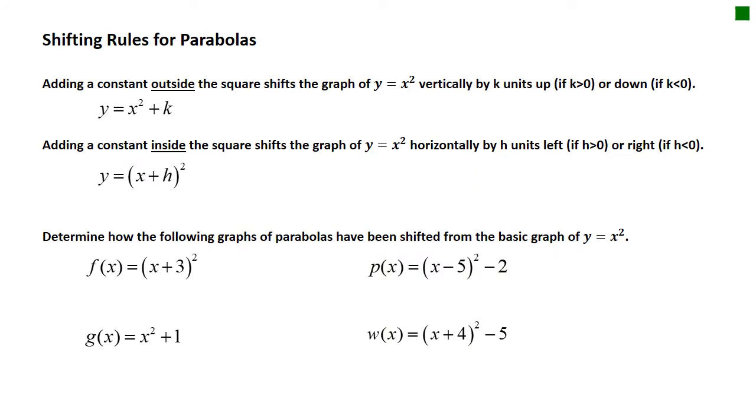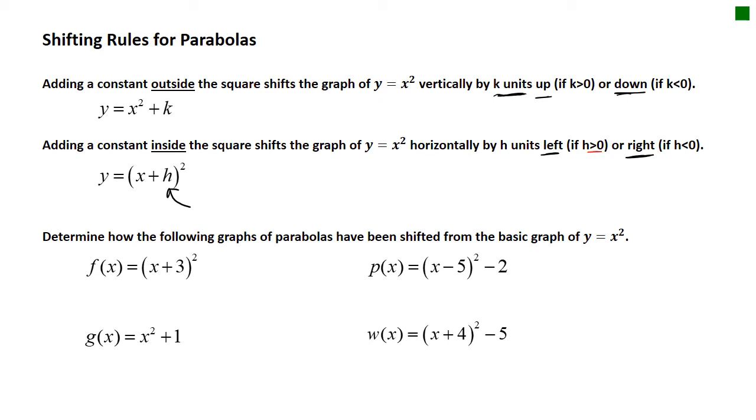Through experimentation in Desmos, we saw that adding a constant on the outside shifts the graph vertically by k units, up if k is positive and down if k is negative. So having a constant on the outside of the square shifts it up or down. Having a constant on the inside is going to shift it left or right, but it's going to be the opposite way we expect. And this is a key thing to remember.